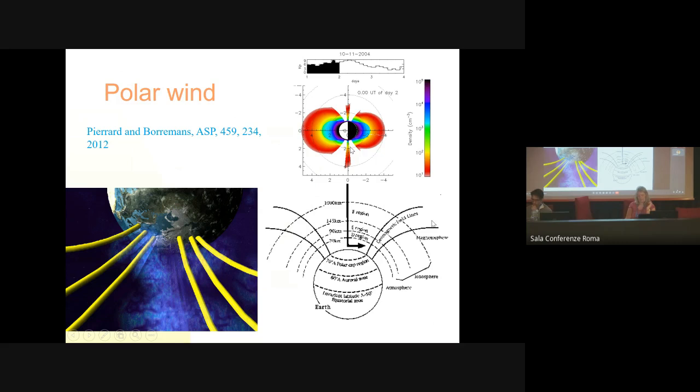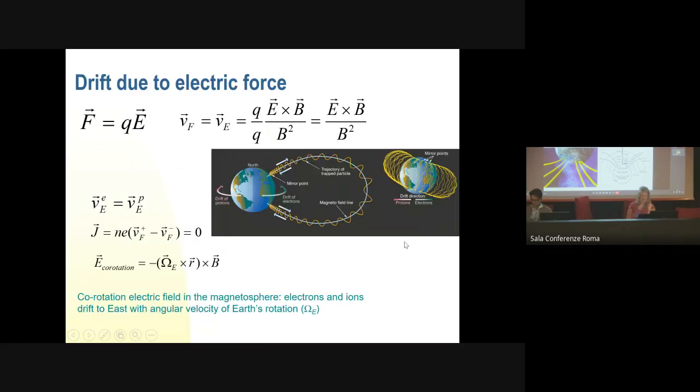So that's for the closed magnetic field lines, where the particles are trapped in the plasmasphere. At higher latitudes, the magnetic field lines are open, and thus the particles can escape, and this is called the polar wind. There the number density is much lower than in the plasmasphere itself. And the particles of the plasmasphere come from the ionosphere with D, E, and F regions, as explained yesterday.